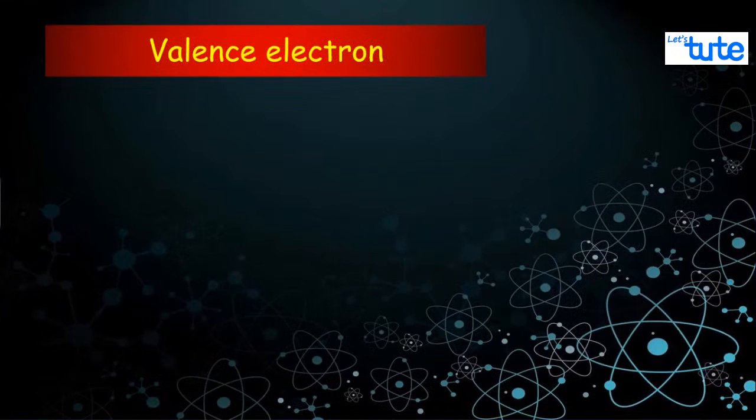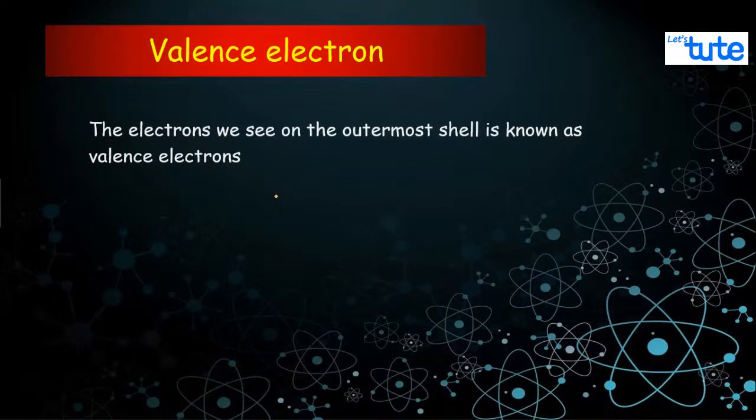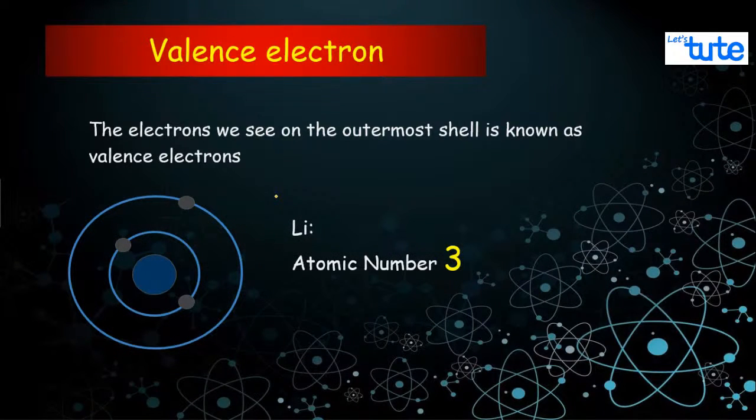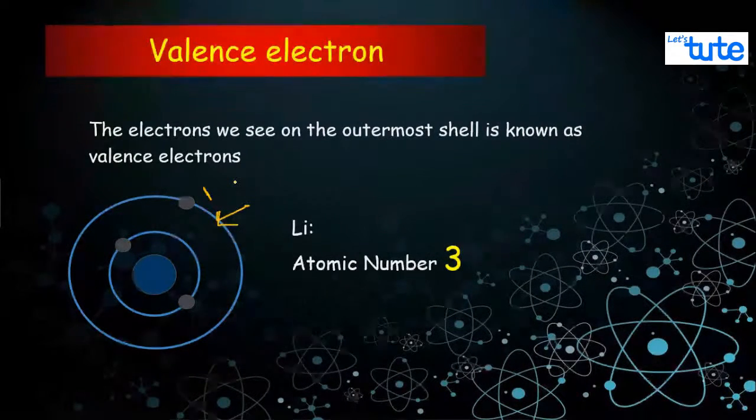Okay, so let's continue with valence electrons. What are valence electrons actually? The electrons on the outermost shell are known as valence electrons. For example, lithium has atomic number 3, so it will have 3 electrons. But the outermost shell has 1 electron. Remember, I'm not talking about the valency, I'm talking about valence electrons. So the number of valence electrons in lithium is 1.